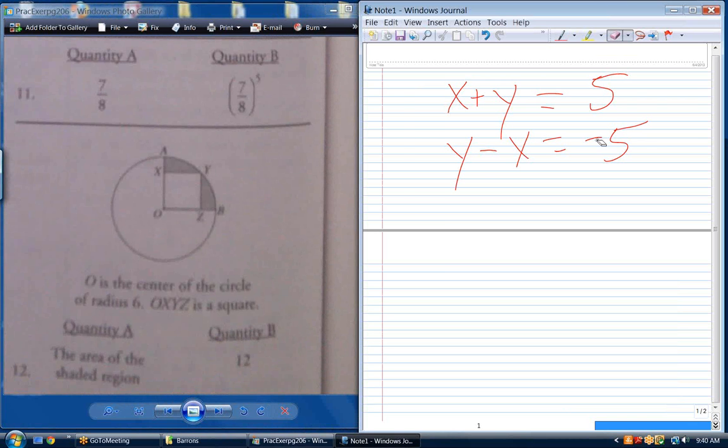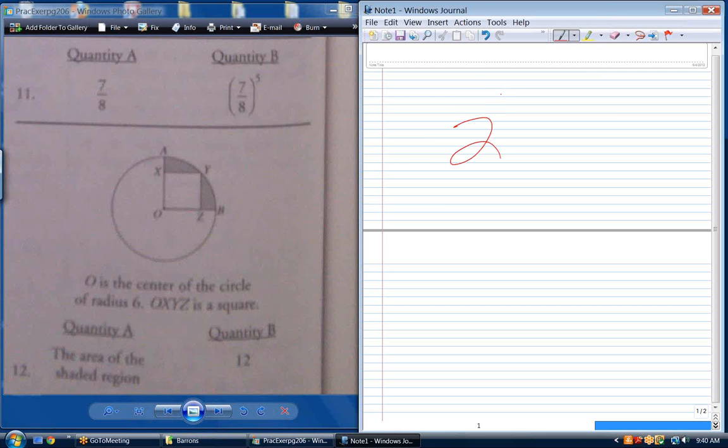Number 11. Quantity A is going to be larger. Okay. Key principle here is when you take a number greater than 1 to an exponent, it gets bigger always. If you take a number between 0 and 1 and you raise it to an exponent, it gets smaller. So if you raise it to multiple exponents, it gets smaller still. Yeah. Okay.